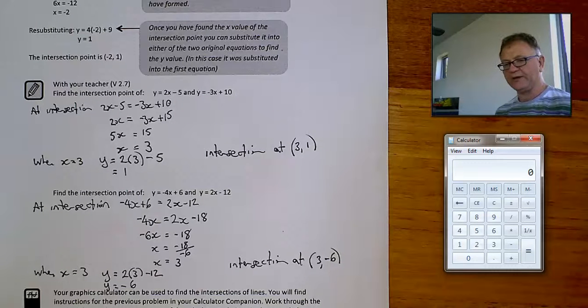Now your graphics calculator can do these as well. I think it's good to be able to do them both by hand and on your graphics calculator.